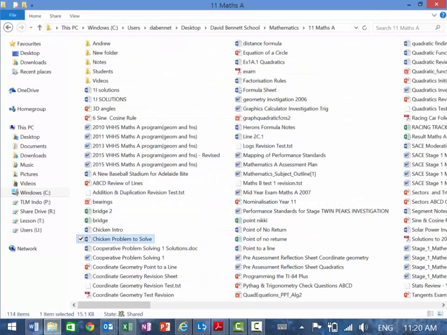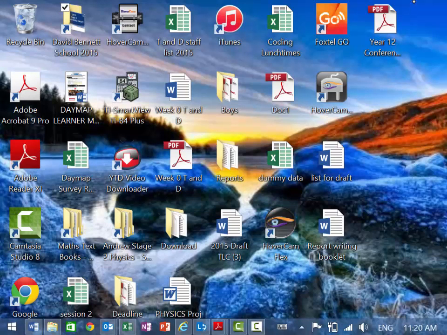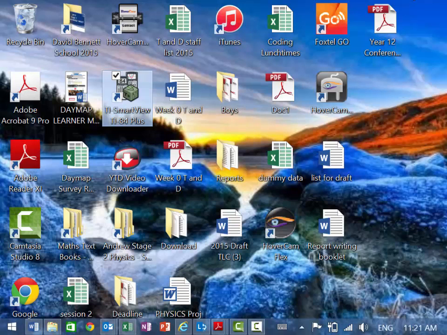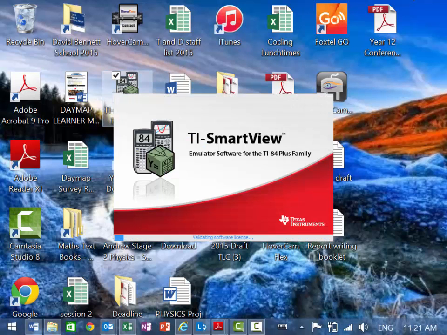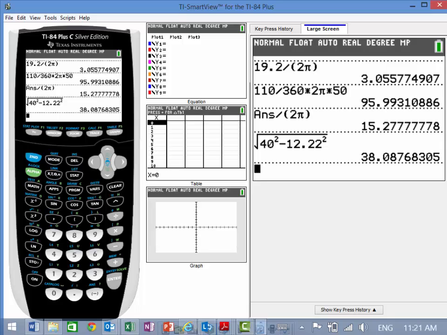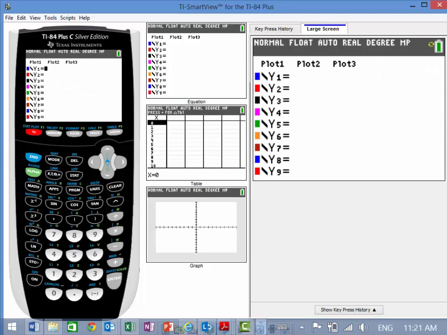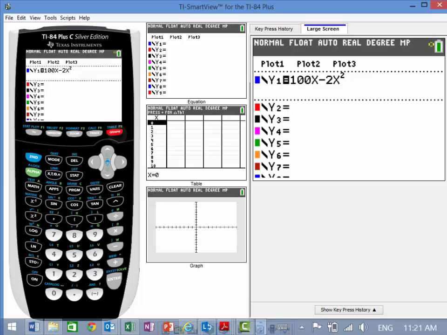So if I just bring up my graphics calculator. The thing about a graphics calculator, this is why you need one, is you can graph these things. If I just clear my screen here, I'm going to go to my y equals, and I'm going to plot a graph of, what was it? It was 100x take away 2x squared. And I'm going to just graph that.